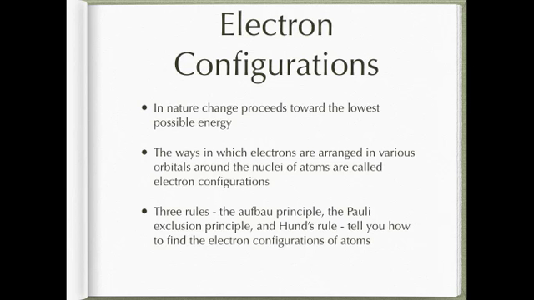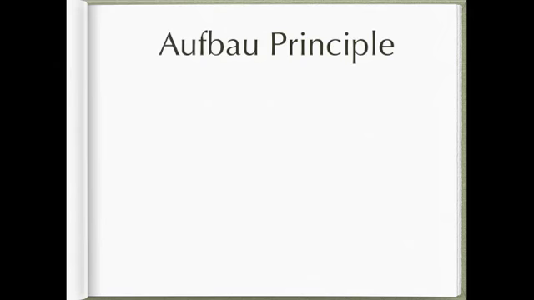We're going to use three rules to figure this out. The first rule is known as the Aufbau principle. The second one is the Pauli exclusion principle. The third one, Hund's rule. So we're going to use those three to figure it out. Let's talk first about the Aufbau principle. The Aufbau principle says that electrons occupy the orbitals of lowest energy first.